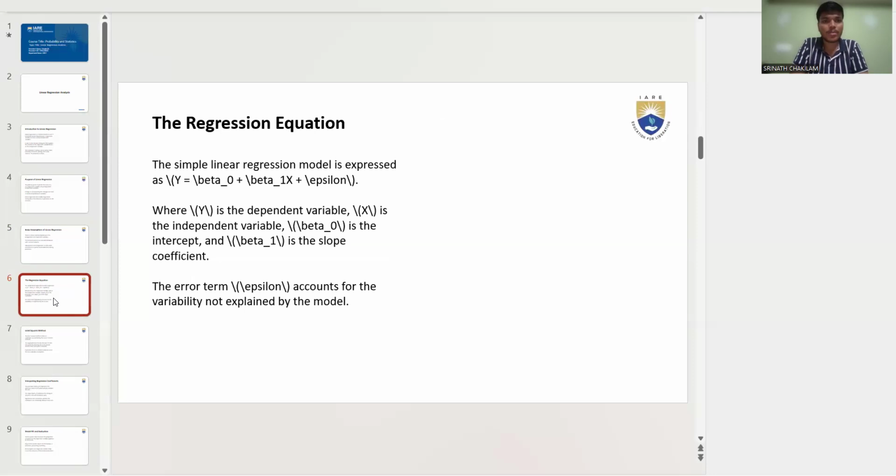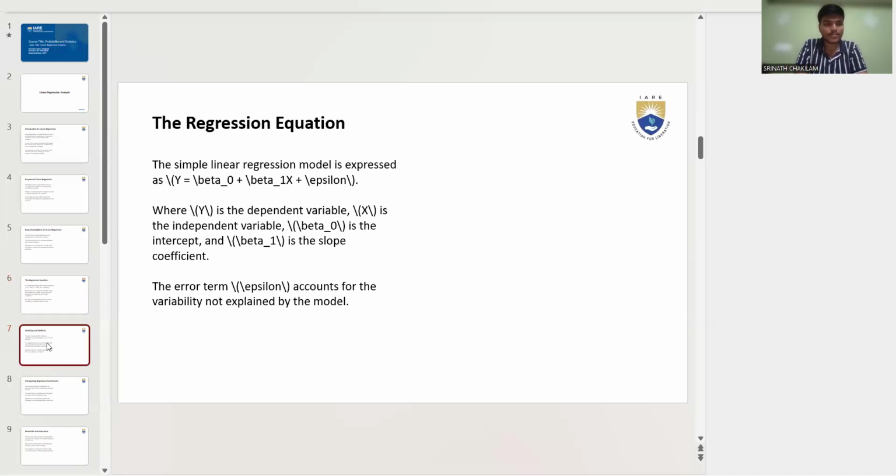The simple linear regression model is expressed as y equals beta 0 plus beta 1 x, where y is the dependent variable, x is the independent variable, beta 0 is the intercept and beta 1 is the slope coefficient. The error term accounts for the variability not explained by the model. The regression equation is y equals beta 0 plus beta 1 x, where y is the dependent variable and x is the independent variable.